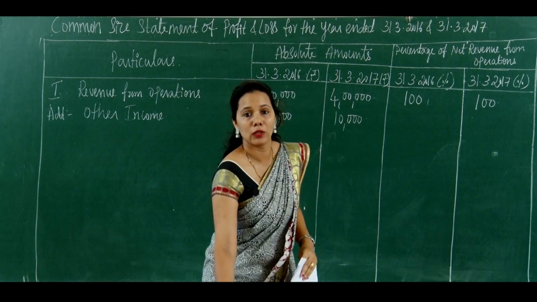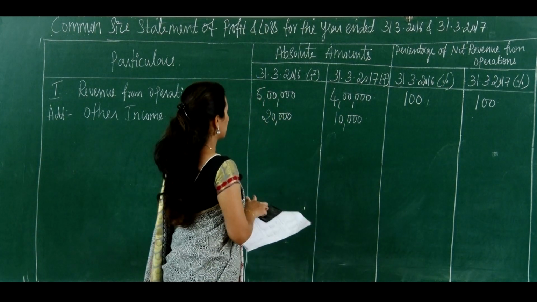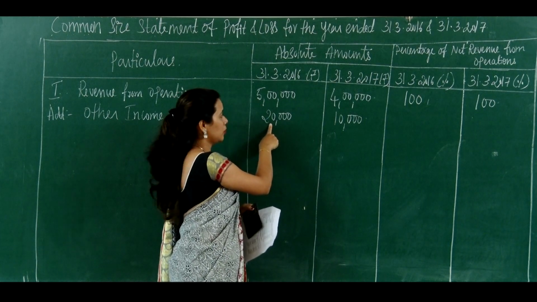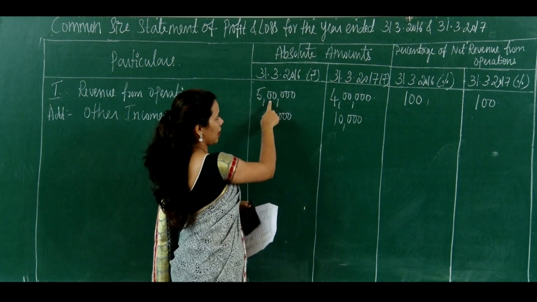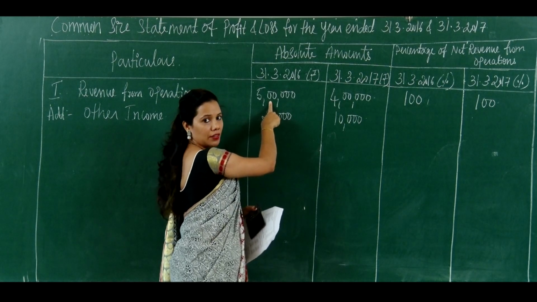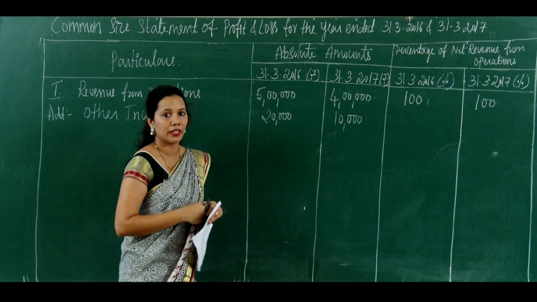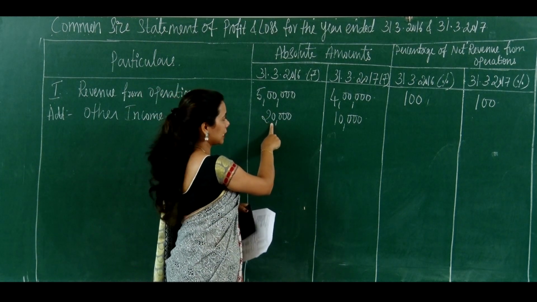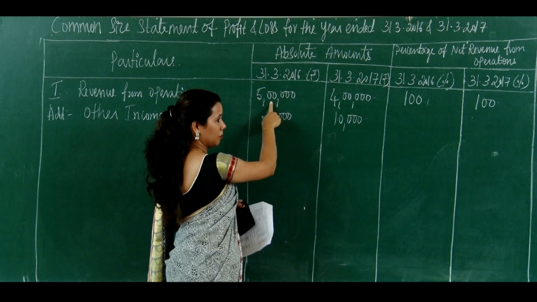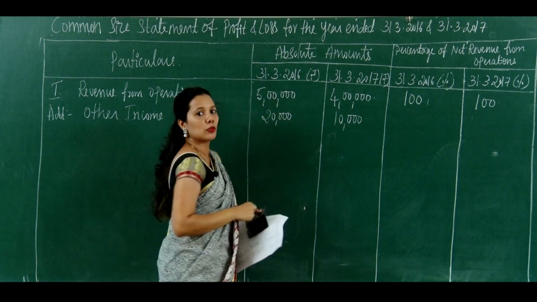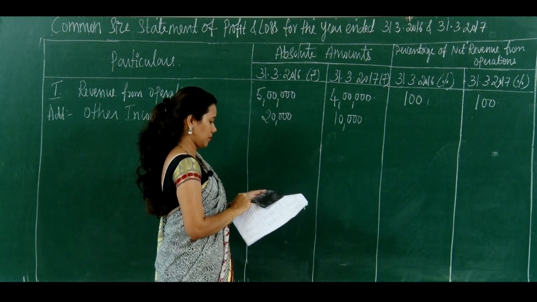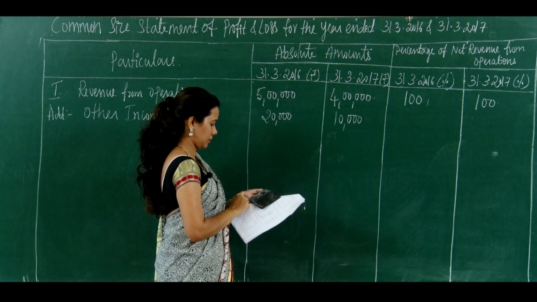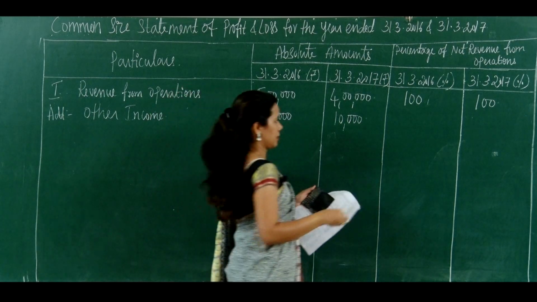So, please use your calculator. This 20,000 amount we have to convert into percentage now. So, it is 20,000 divided by 5 lakhs into 100. You have to multiply with 100 in order to convert an amount into percentage. Again I will repeat, it is 20,000 divided by base, that is 5 lakhs, into 100. So, 4%.